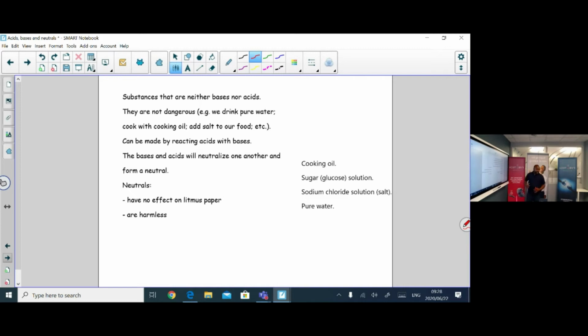Substances that you cannot classify as either bases or acids. They shouldn't be dangerous by nature, so they are not on the other side of the pH scale, on the 7 going downwards or on 7 going upwards. They're in between there. They're around the 7 mark. They are neutral. They are not dangerous. Example, water.